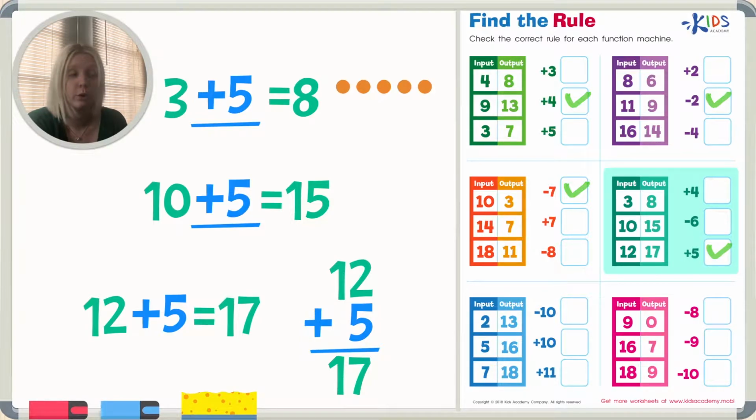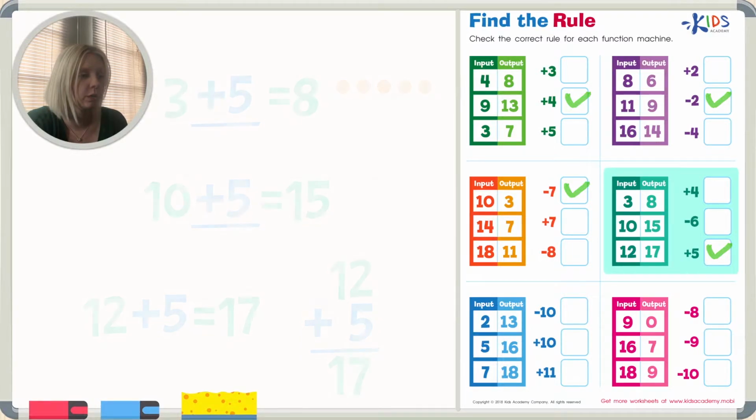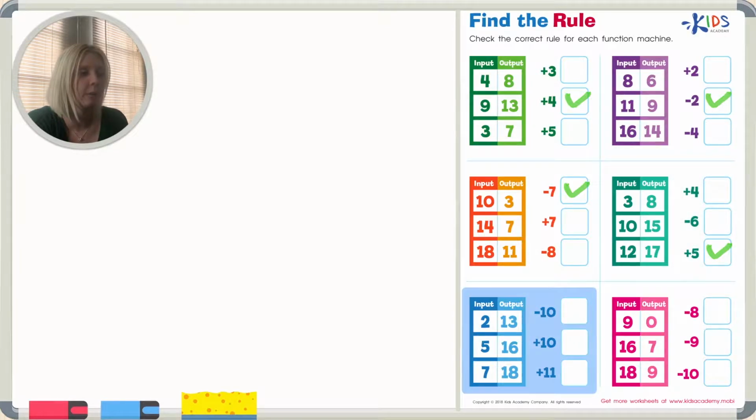I'm going to put the check right over here. And then I'm going to go down to my blue one. I've got input. Input starts with 2. We do something to it to get 13. Are we adding or subtracting 2 to 13? We're going to add, right? Because it's a bigger number.